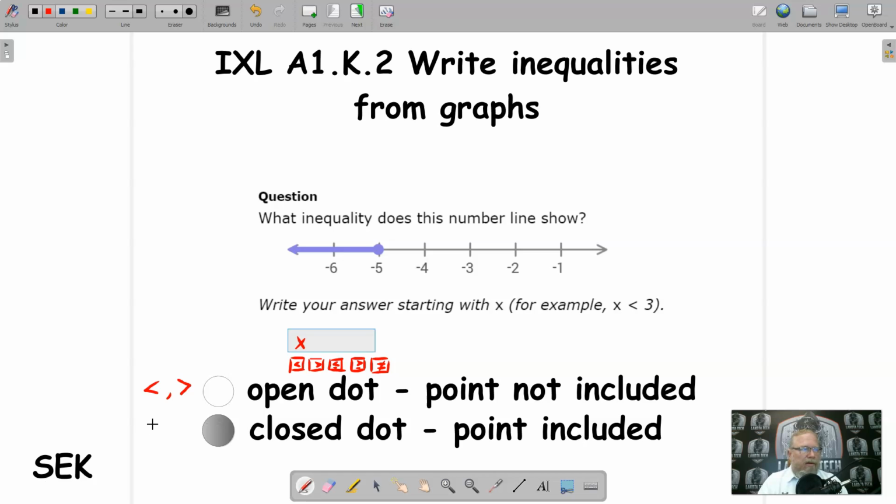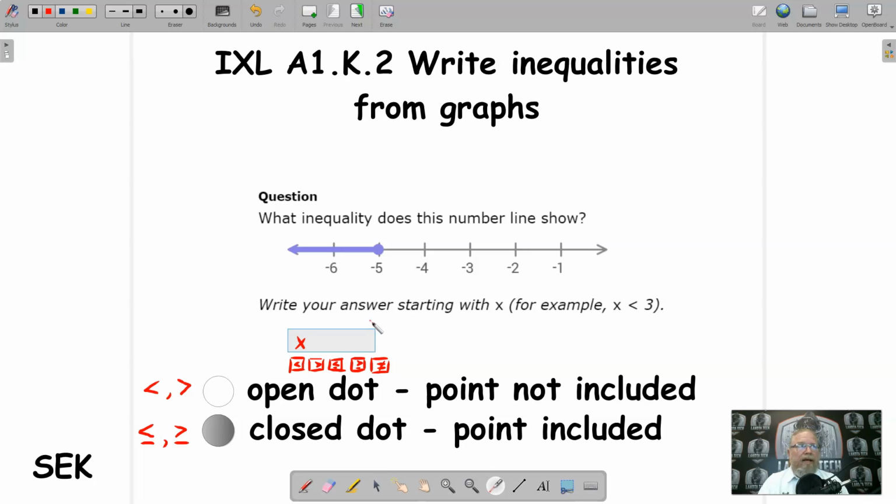So we're going to use a closed dot for situations like less than or equal to and greater than or equal to. You'll notice that with an open dot, we don't have half the equal sign. With a closed dot, we do have half the equal sign. Open dot means the point is not included. Closed dot means that the point is indeed included. It can be, and it is, part of the solution. So with that said, let's go ahead and move along.